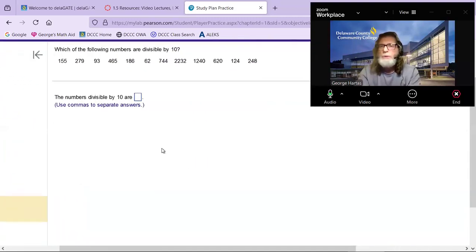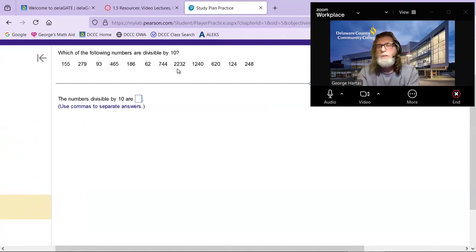Okay, so now we're looking at the number 10, another easy one. A number is divisible by 10 if its ones place value is 0. So we're just looking for the right-hand digit to be 0. That's all. Nope, nope, nope, nope, nope, nope, nope, nope. Yes. 1240. 1240 goes here because the right-hand digit, the ones place value, is 0. So 10 divides into this exactly a certain amount of times.